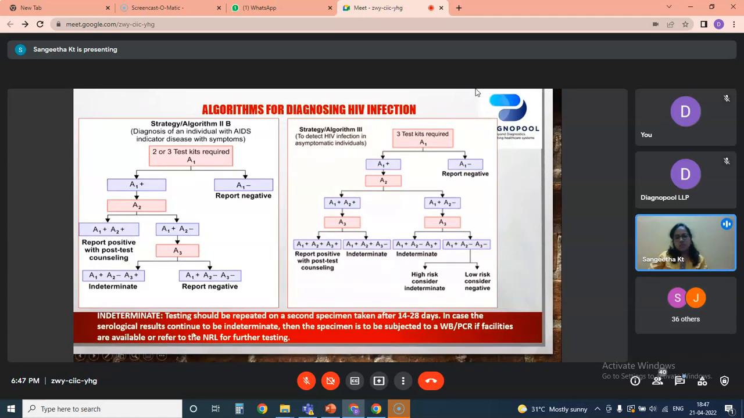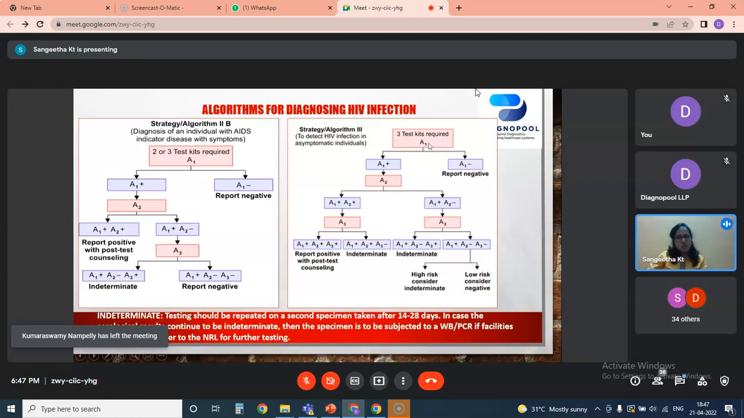In case the serological results continue to be indeterminate, then the specimen is subjected to Western blot or PCR if facilities are available. Now, when the first test is positive and the second and third tests are negative, you report it as negative, because the first test which you used is highly sensitive, so it could have been a false positive. That is why the last two tests, which are highly specific, being negative, we report it as a negative. So now coming to algorithm 3, this is mainly used for detecting HIV in asymptomatic individuals.